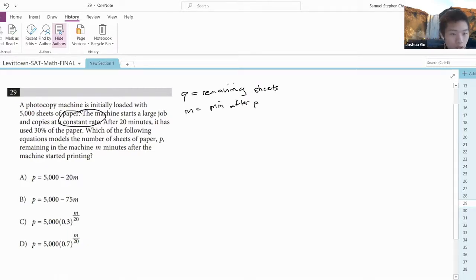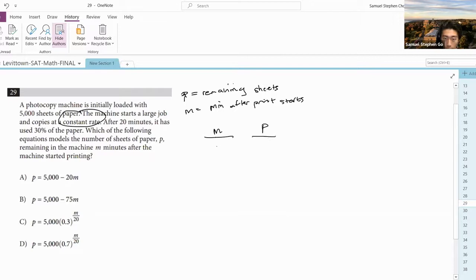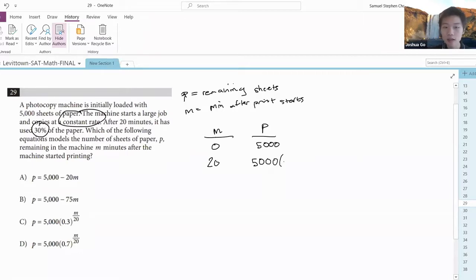So it tells us that after 20 minutes, it has used 30% of the paper. That means the leftover paper at that 20-minute mark is based on 5,000, which is the initial value. I'll do a chart like this. So minutes and P, right? At 0 minutes, we have 5,000 sheets. And then at minute 20, it says the machine uses 30% of the paper, meaning that the remaining value is actually 70%. So multiplying that out, we get 3,500.